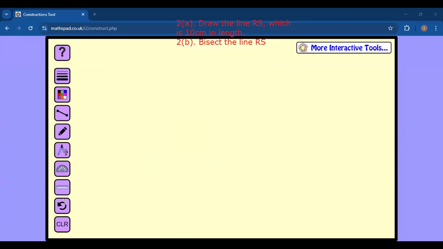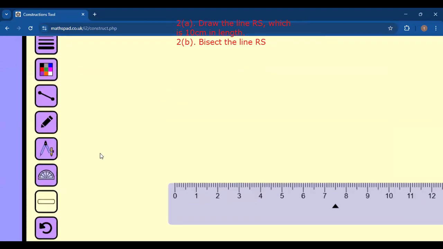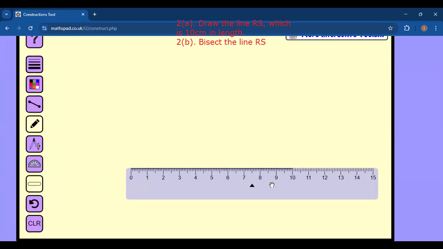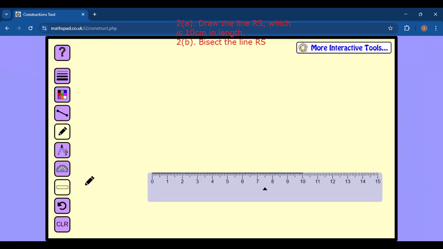So we're gonna go ahead. This line is gonna be 10 centimeters. Let me zoom in. It's gonna be from here to there. Good. 10 centimeters. So this is 10 centimeters right here. Good.